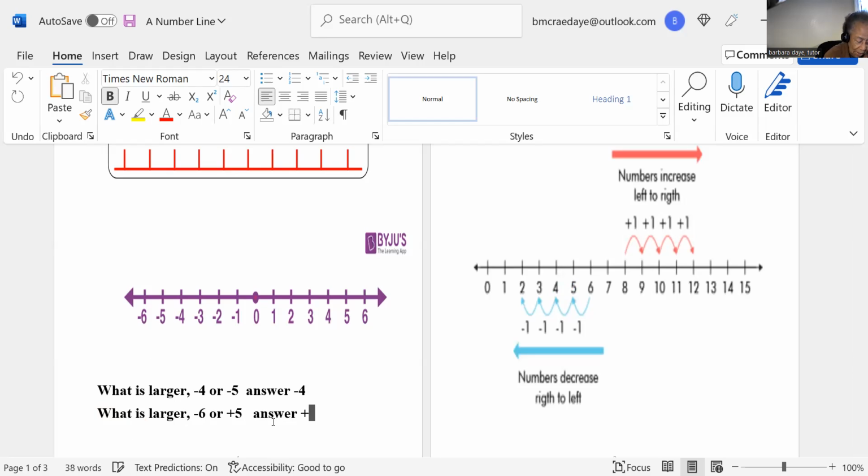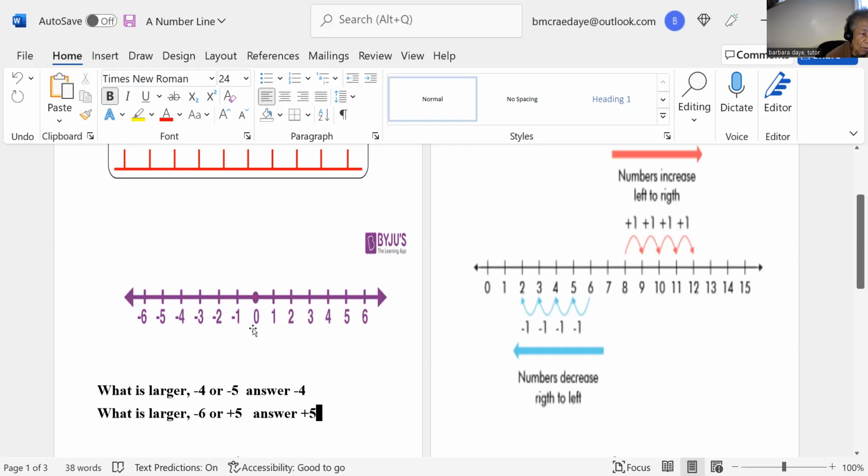The answer is +5, because when you go from left to right, we said increasing. That 5 is sitting over here, right? And the -6 is over here. So even though the absolute value of the 6 is bigger, it's actually smaller, right?